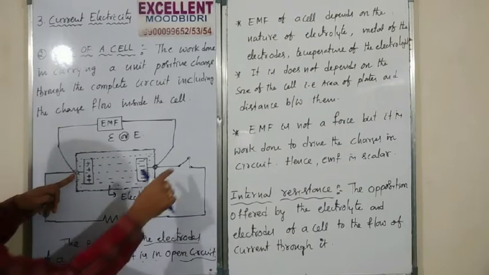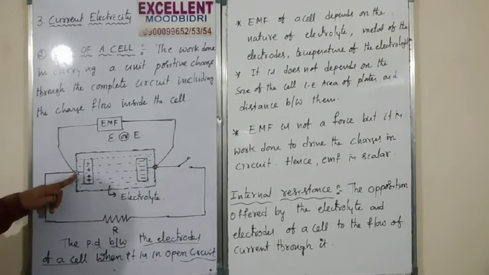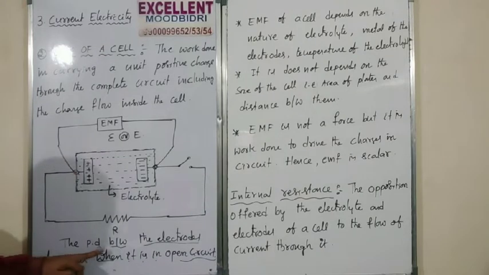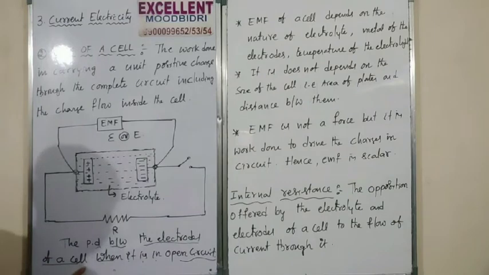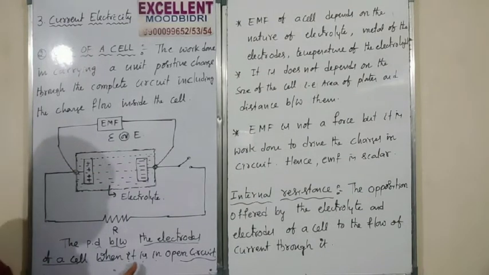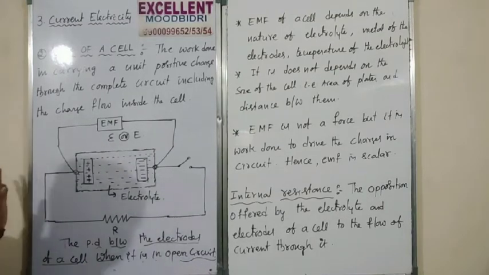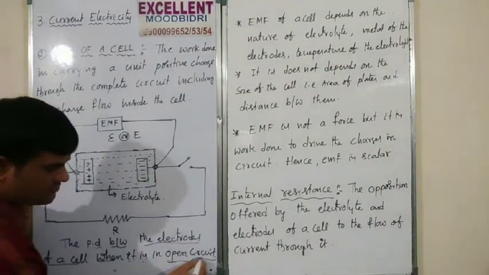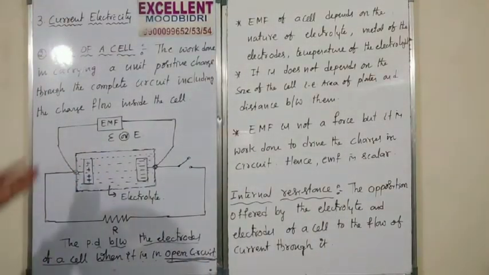That I will give you later. Right now I am speaking about EMF only. EMF means the potential difference between the electrodes of a cell when it is in open circuit. That word is very, very important: open circuit. The circuit is open. That is known as EMF.